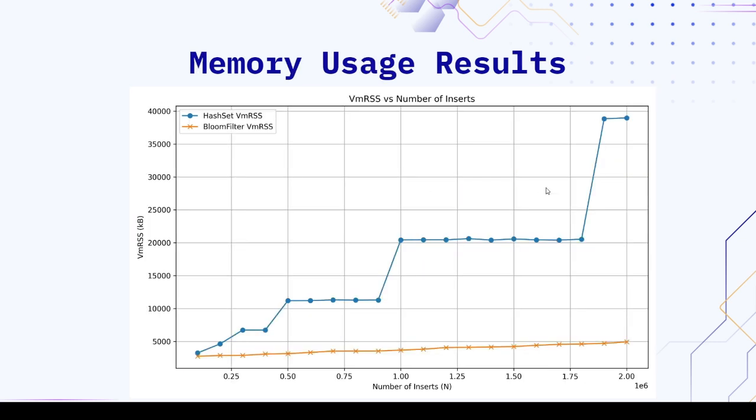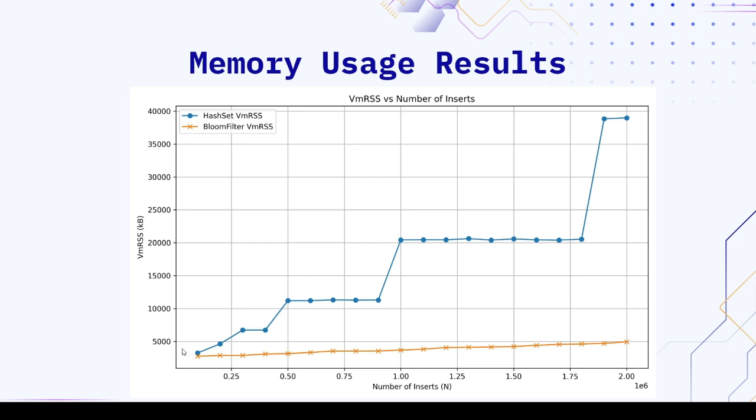So, memory usage results. This is kind of the main focus of the project. As we can see here, this is the number of inserts. Here we have 2 million, and then down here we have 100K. At 100K insertions, the hash set took 3,244 kilobytes, while the Bloom filter only took 2,740. So that would be these two dots here. The numbers are somewhat close, although the Bloom filter definitely has a lot less memory usage.